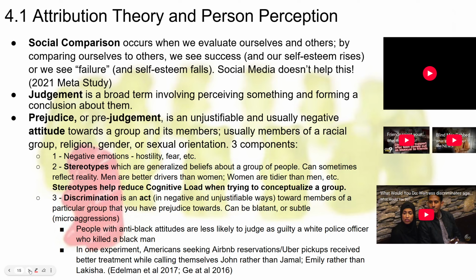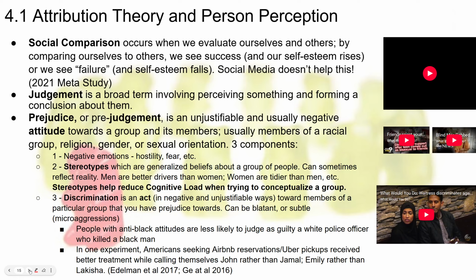So there's three components of prejudice when you do have prejudice against someone or something. Number one, negative emotions: hostility, fear, etc. Like I said, almost always when you have prejudice or prejudgment, you're basing it on your prior knowledge and experience of this person's race, gender, sexual orientation, whatever. And usually along with that comes negative emotions.